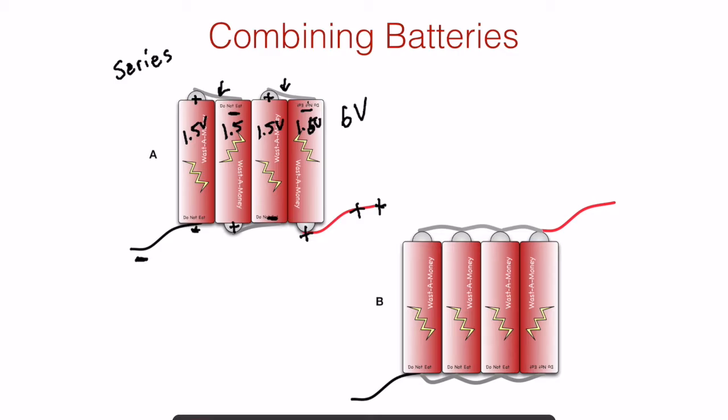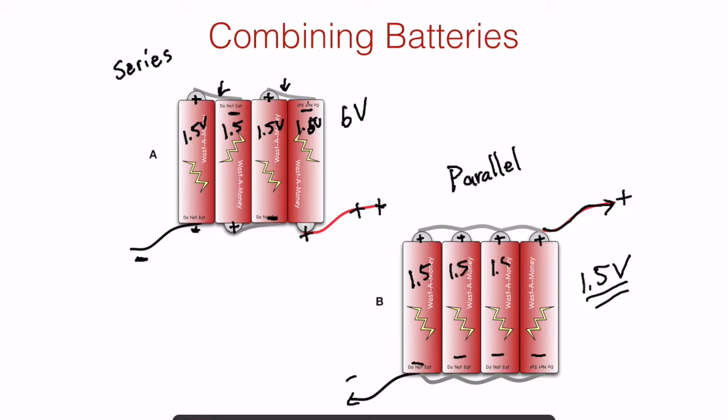In parallel, which is our second type of connection, all the positives are connected together and all the negatives are connected together. The positive can come off of any of the batteries, and the negative can come off of any of the batteries. This will give us 1.5 volts, which is the same voltage of each individual battery. So what's the point if we're not increasing the voltage? We are increasing the lifetime that these batteries would last.